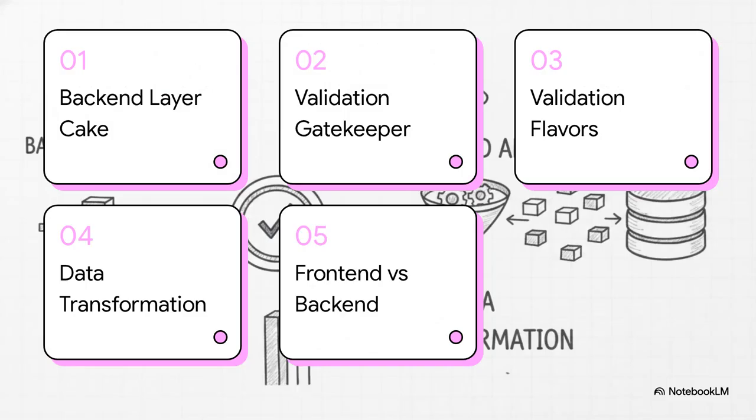To understand how we stop these crashes, here's our roadmap for today. First, we'll look at the backend layer cake. Second, the validation gatekeeper. Third, flavors of validation. Fourth, transforming the data. And finally, front-end versus back-end validation.